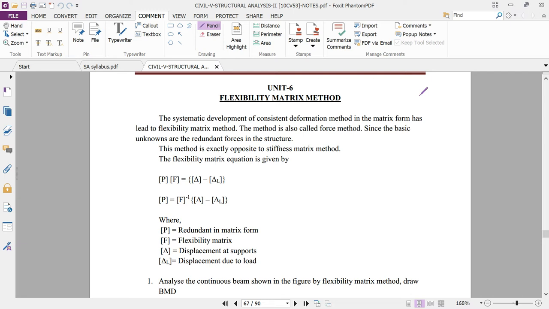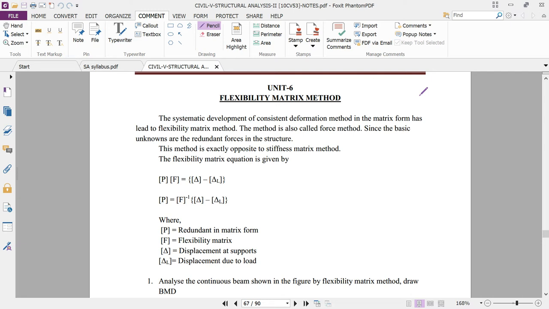Although the stiffness matrix method is a part of Structural Analysis 2, which you will see in your next semester, that is in the 5th semester, we are not going to talk about the stiffness matrix method right now.